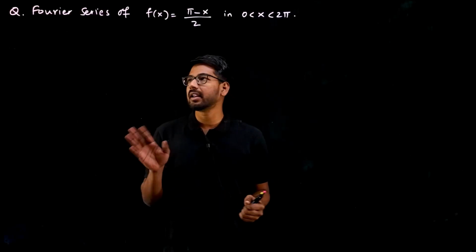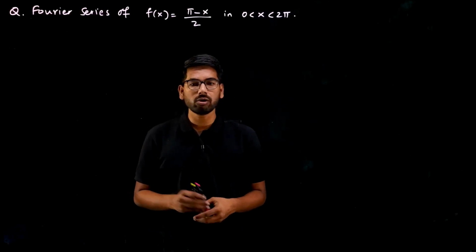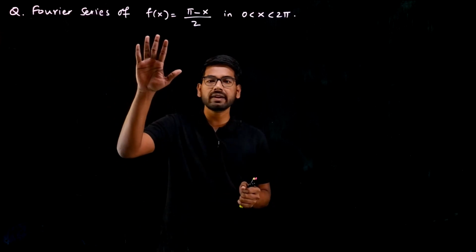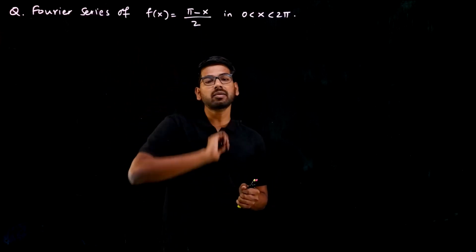Hey guys, I'm back with another question from Fourier series, that is module 2, September 20 M3 exam. The question is, find the Fourier series of f of x is equal to pi minus x by 2 in the interval 0 to pi.